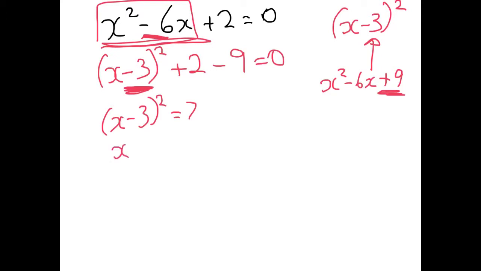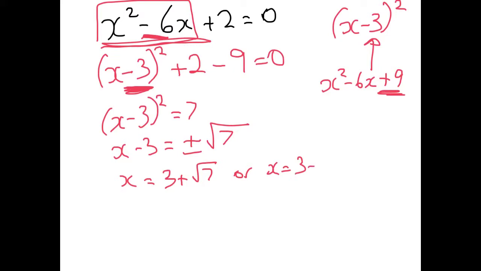I get x minus 3 equals positive or negative square root of 7. So x is equal to 3 plus root 7, or x is equal to 3 minus root 7. And it's fine to leave your answer in that form.